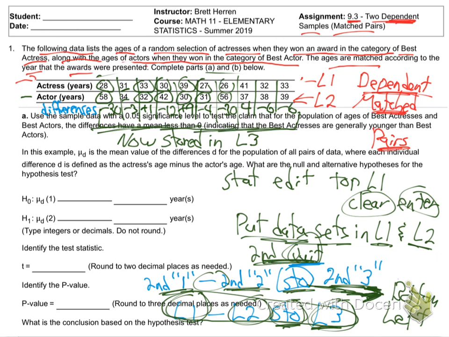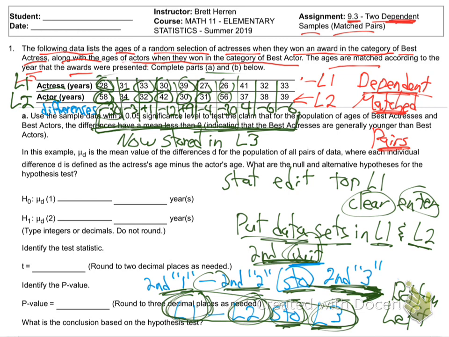It's subtracted, because this is list 1, this is list 2. It subtracted L1 minus L2. It's taking the differences, because we're trying to find out if there's a difference in the ages between the best actress and the best actor year by year who get these awards. And so you have to do the subtractions. So 28 minus 58 is negative 30, etc. So we got all these differences.